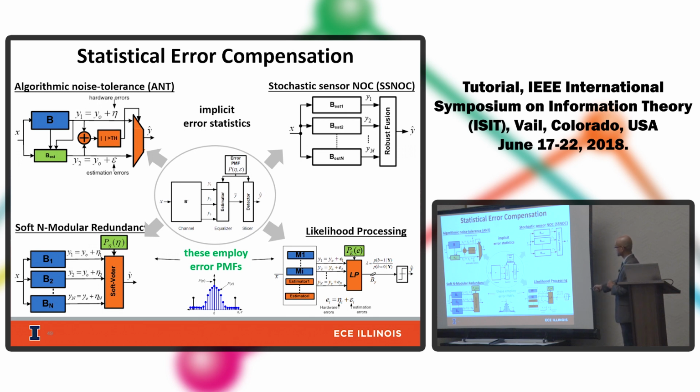Soft modular redundancy, well, if you remove soft from the title, n modular redundancy replicates the computational units by a factor of n, and we do a majority vote. Here, instead of doing a majority vote, we do a soft voting. That is, we look at the statistics of the errors at the output of those n blocks, and then do some sort of a MAP rule. We find an efficient MAP rule to recover the output, right? And then likelihood processing is another approach to correct for errors.